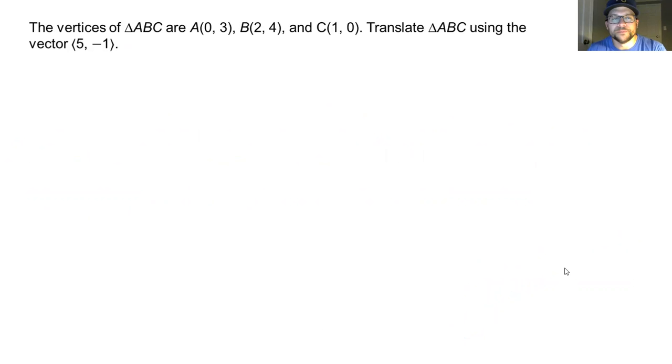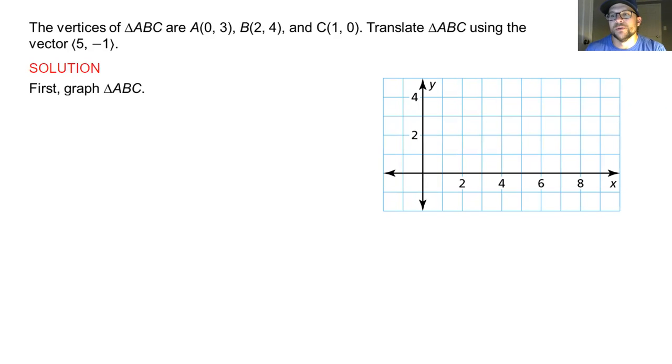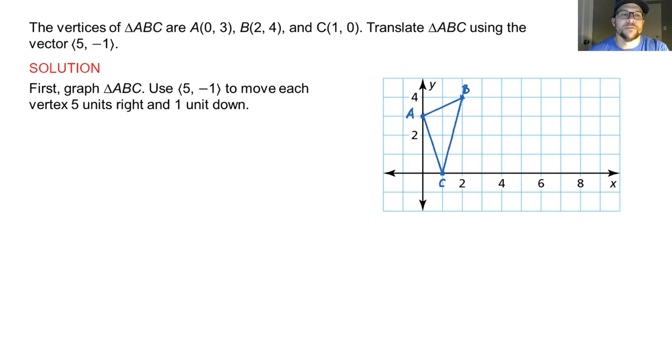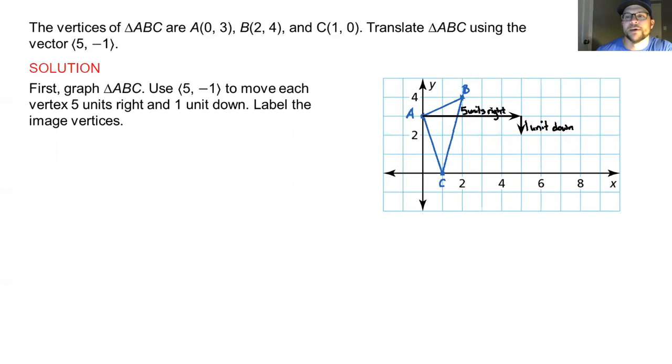So given the vertices of a triangle are A(0, 3), B(2, 4), C(1, 0), translate that triangle using the vector <5, -1>. Well, first we're going to start with what the graph of the triangle ABC looks like. So we're going to go ahead and use the coordinate plane, plot those 3 points A, B, and C, and then we're going to use the vector to move 5 units to the right and 1 unit down, since that -1 tells our direction of down. Then we're going to label the image vertices for our new point. So we're going to take each point individually, one by one. We're going to start with point A, move it 5 units to the right, and then 1 unit down for our new coordinate point.